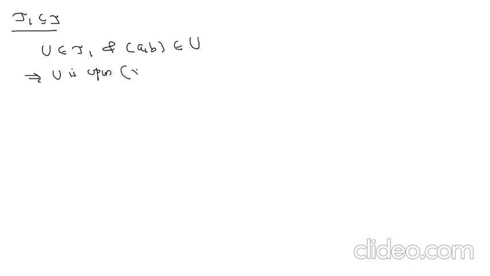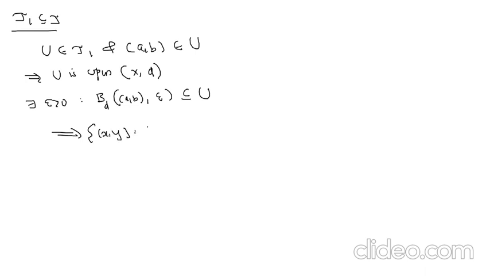Tau1 consisting of all those sets which are open in XD. So U is open in XD. Now (a, b) belongs to U means there exists epsilon greater than 0 such that B_D with the center (a, b) and the radius epsilon is a subset of U. And as usual, this is nothing but the set of all ordered pairs (x, y) such that (x minus a) whole square plus (y minus b) whole square less than epsilon square is a subset of U.